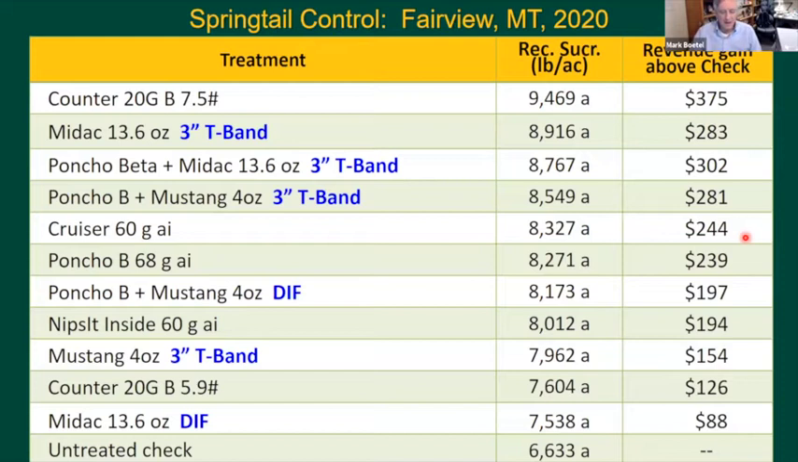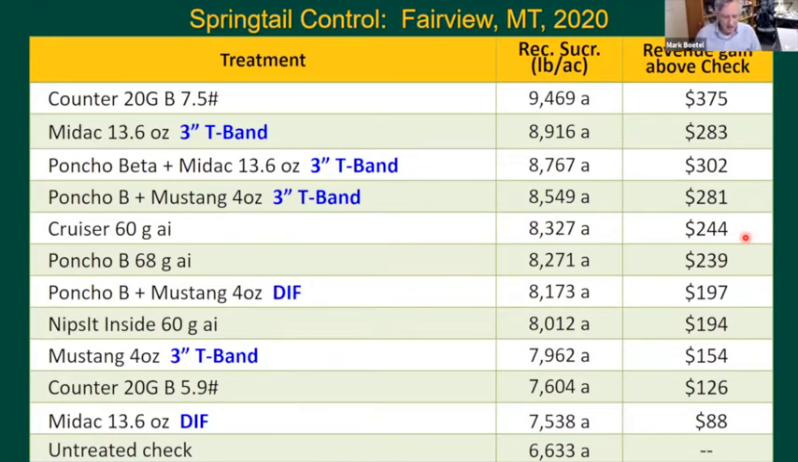This first slide, you mentioned in your survey responses that springtails were an issue for some of you, so I did want to include springtail management. And this data is actually, we got a fairly good infestation at a site in eastern Montana near the North Dakota-Montana border. And it's the second year we've gone out there.